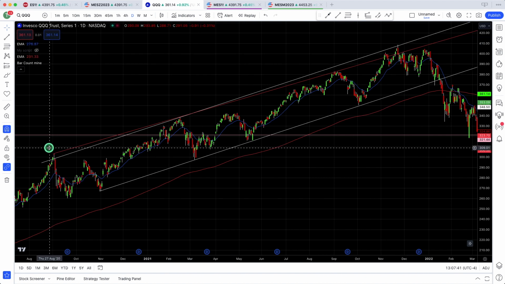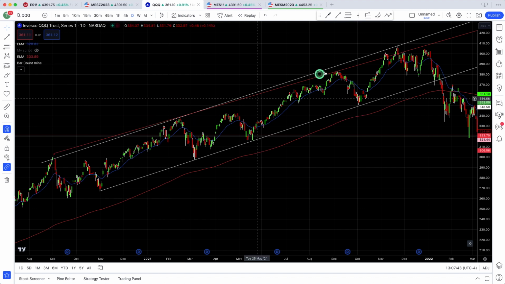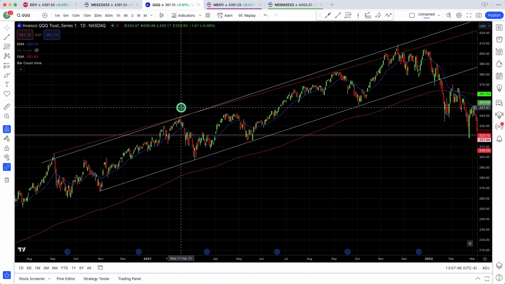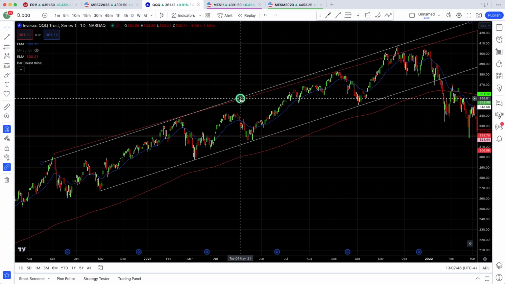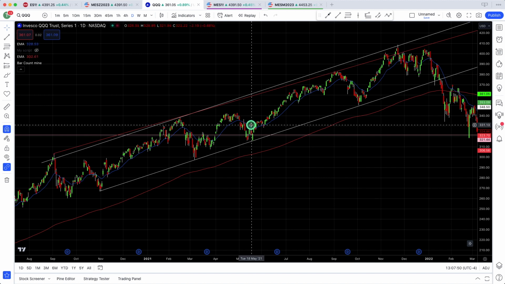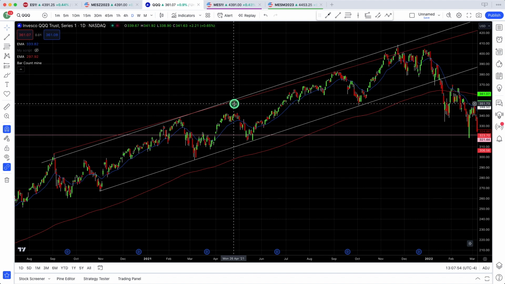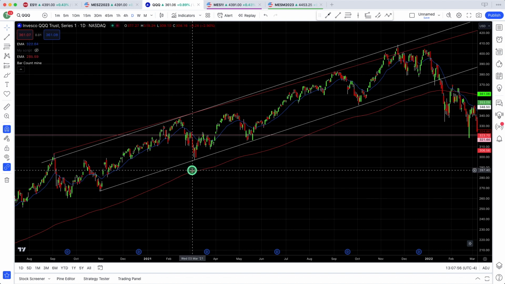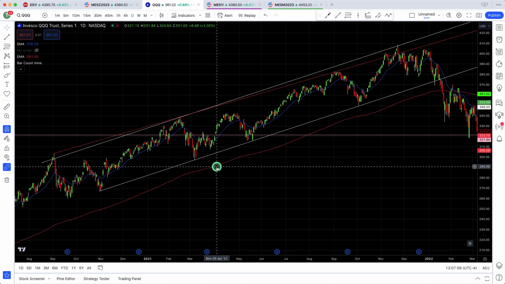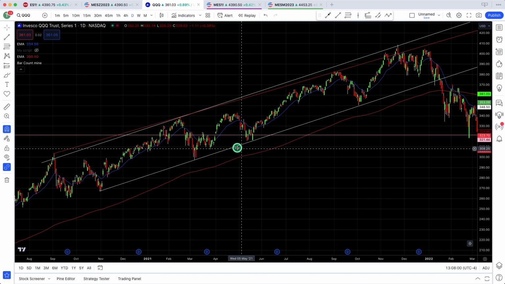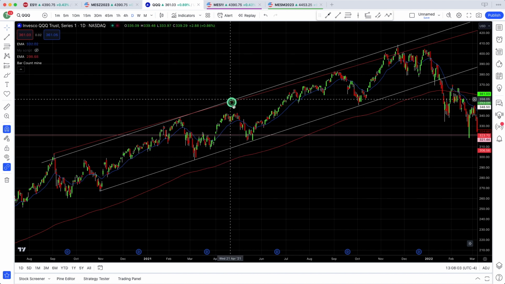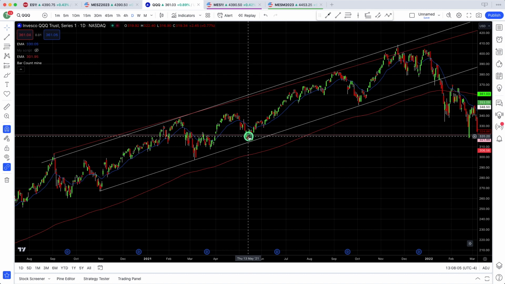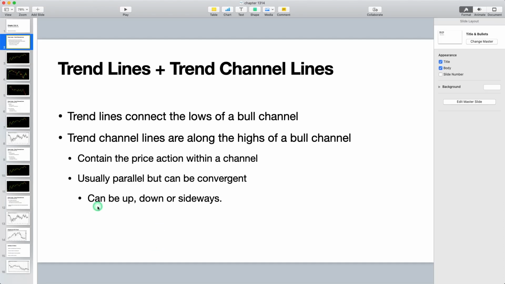You can also connect the swing highs of a bull channel, and that's the red line here. And that also does a good job. So they tell kind of different stories, and so it's important to understand if you're going to connect swing highs, what to expect, and if you're going to use a parallel channel, what to expect. And we're going to talk about that in a later slide. But it's just an idea that we're creating a channel to contain the price action to tell the story of what's happening. And so here I say it can be up, down, or sideways.